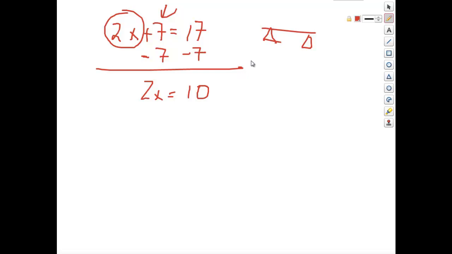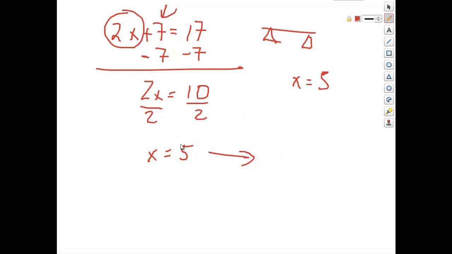Now we can see by looking at that the answer is x equals 5. But the answer is not always going to be so obvious. So let's see if we can figure out a method to get that easily. The straightforward method is simply to divide by 2. Dividing by 2, we get x equals 10 over 2, which equals 5. That method works very well for a lot of equations.